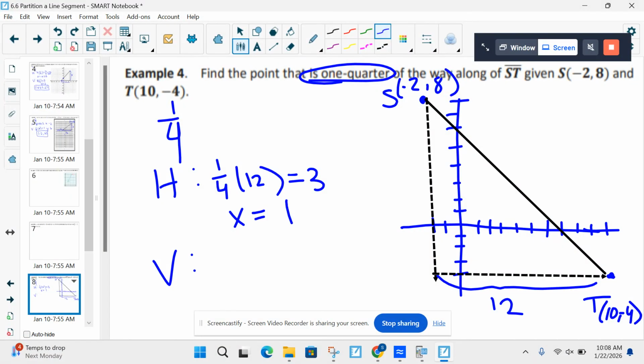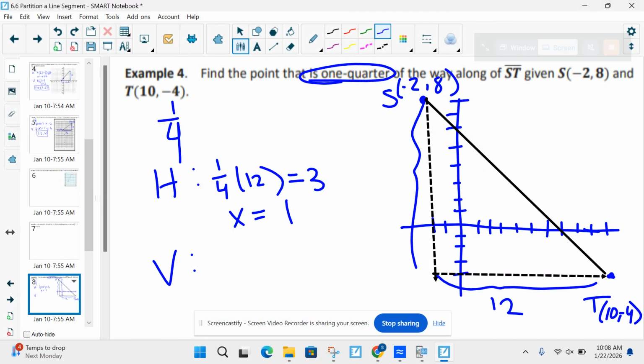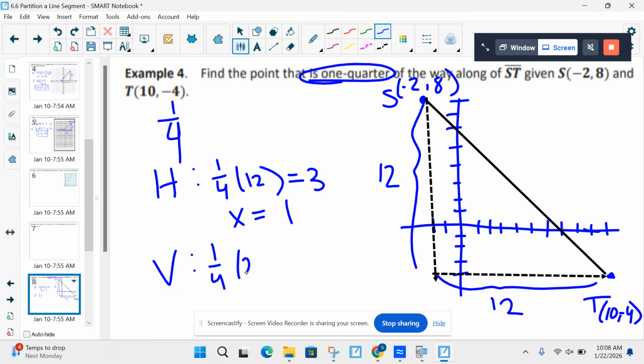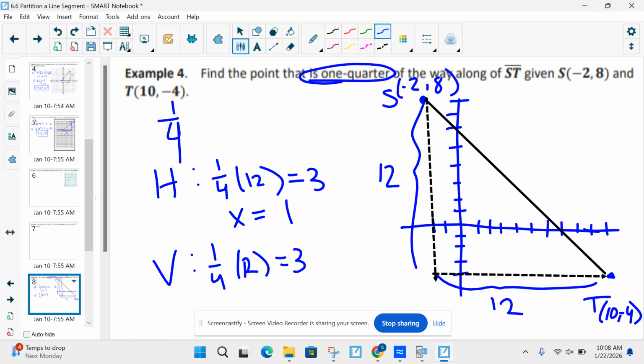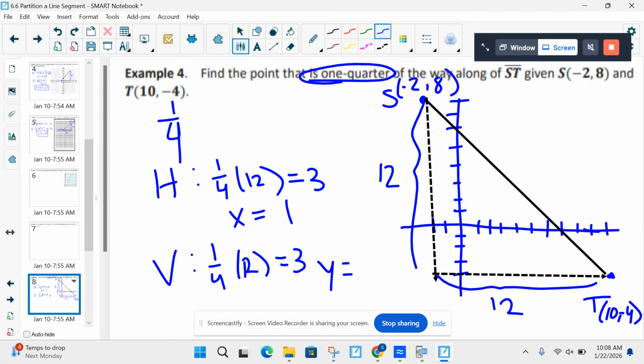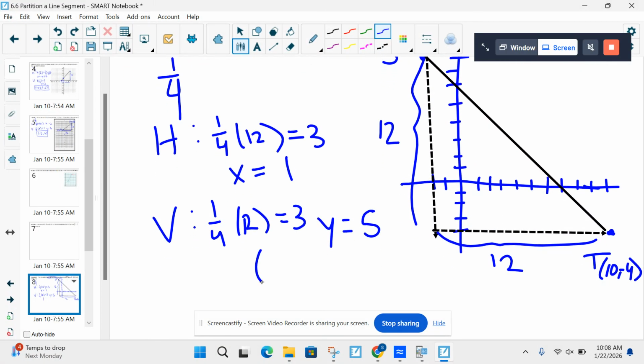And then vertically, we're moving how far down from S to T? Also 12. So 1/4 of 12 is 3. That means we need to go 3 units down from 8. 3 units down from 8 would give you a y value of what? Because it's from S to T, you have to go down. If you go up, it's not on the line. You have to go down from 8. So 5 is the y coordinate.